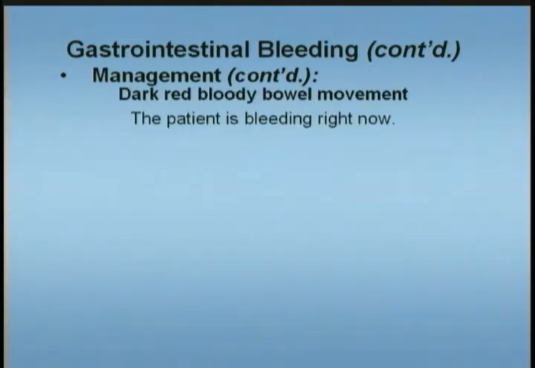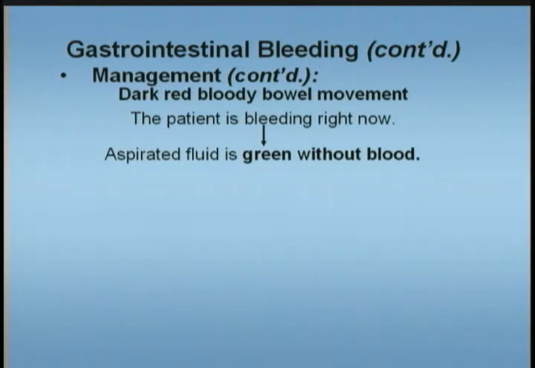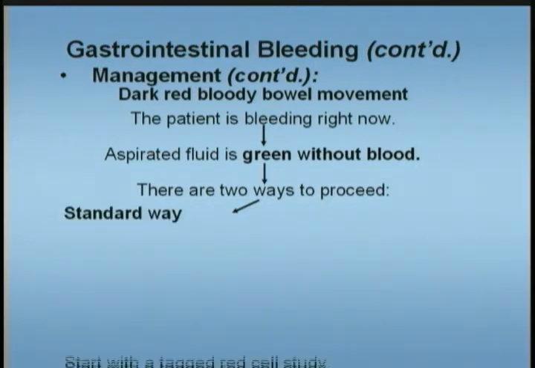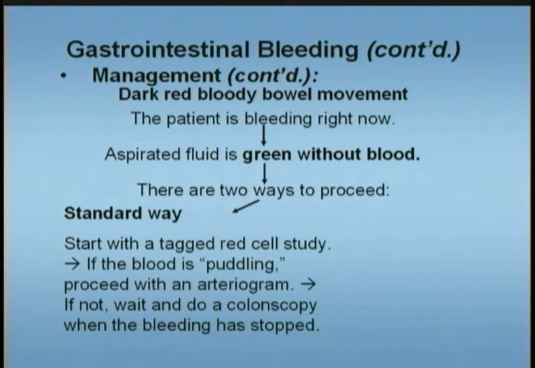Dark red blood bowel movement, the patient is bleeding right now. The aspirate is green without blood. There are two ways to proceed, as I pointed out. The standard way, tag red cell study. If the blood is puddling, you do the arteriogram. If not, you wait and do a colonoscopy.